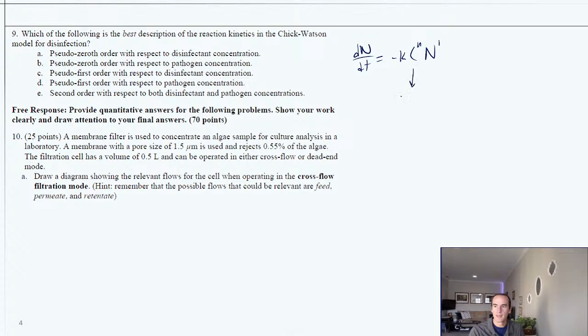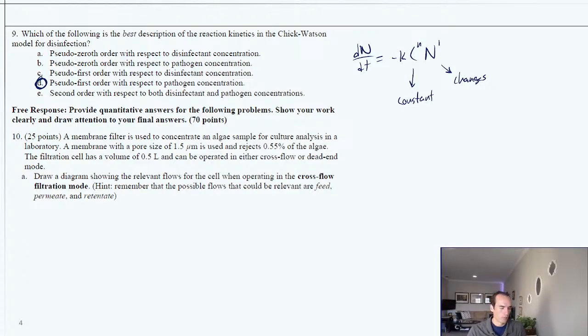But we take the concentration of the disinfectant as a constant, then this one changes. And with respect to this one, we have the order of 1. So in that sense, we say this is pseudo first order with respect to pathogen concentration. So if you answered disinfectant concentration, you were fairly close. If you answered C, you were fairly close, but you missed the fact that it's changing with respect to N. The rate depends on how much N is there.